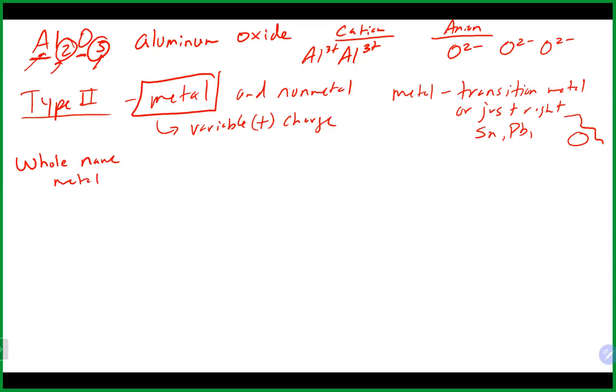We still finish with the non-metal, where you drop the last part of the name and put the -ide. But the thing that distinguishes this as a type 2 from a type 1 is that we do need to include a Roman numeral. And again, it's really important and oftentimes misunderstood. The Roman numeral is not how many metals that you have.